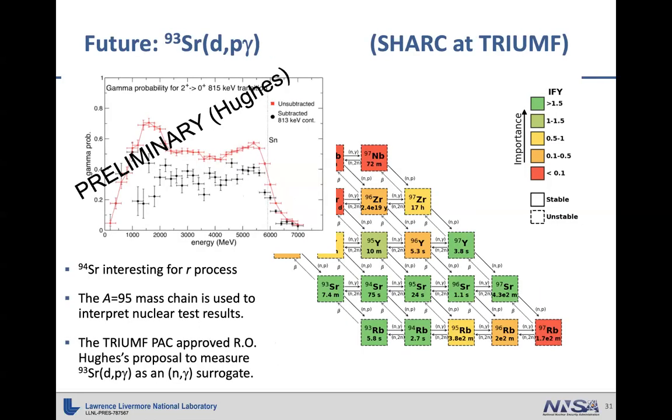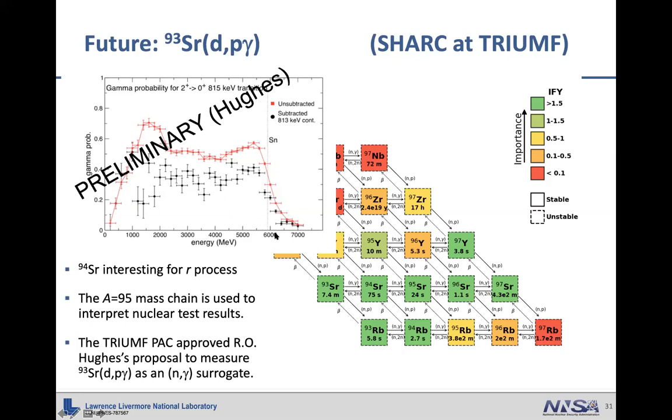My colleague Richard Hughes also got wind of a measurement that had been done with SHARC at TRIUMF for nuclear structure by Stefan Cruz and Peter Bender. So they did strontium-93 d,p gamma, and they were kind enough to give Richard the data so that he could do a surrogate analysis on it. It's interesting for the r process and also to interpret nuclear test results.